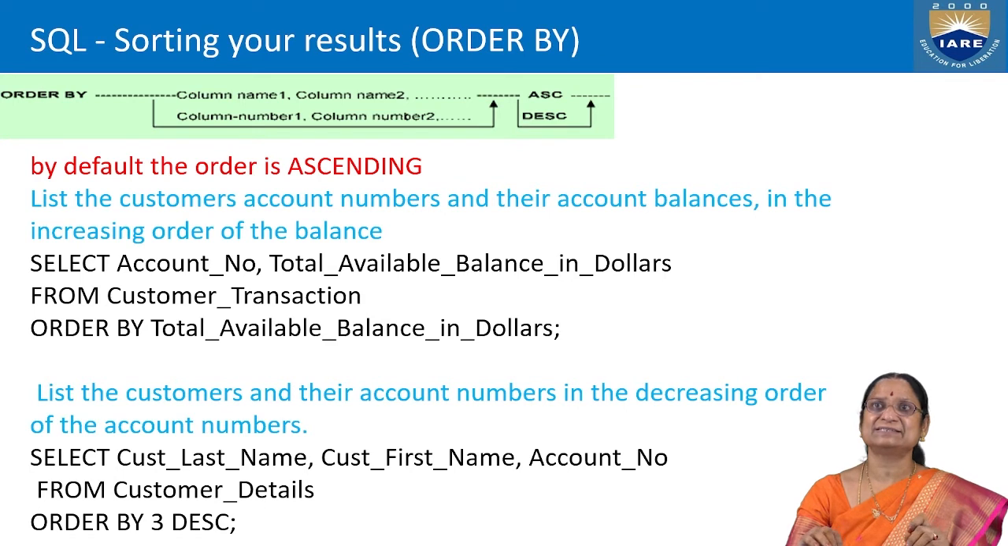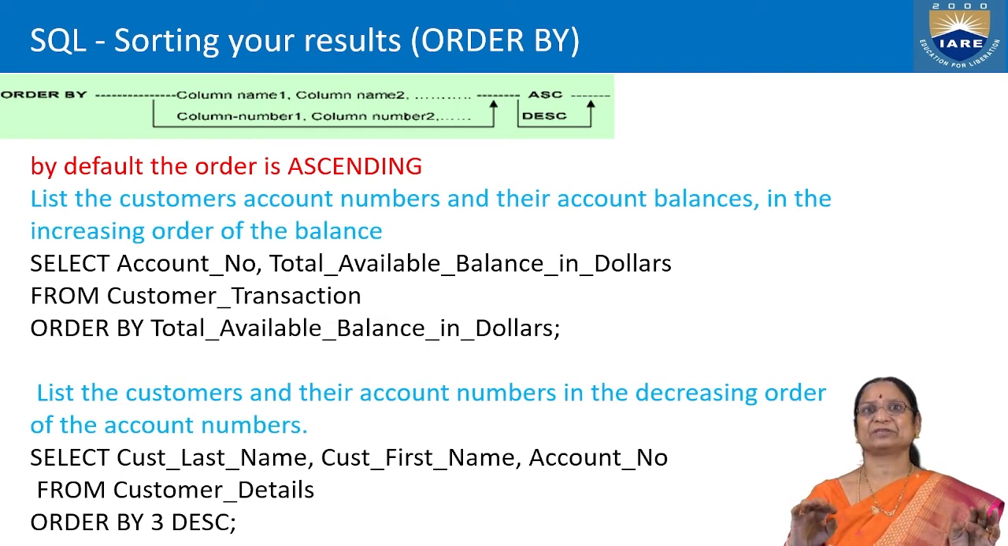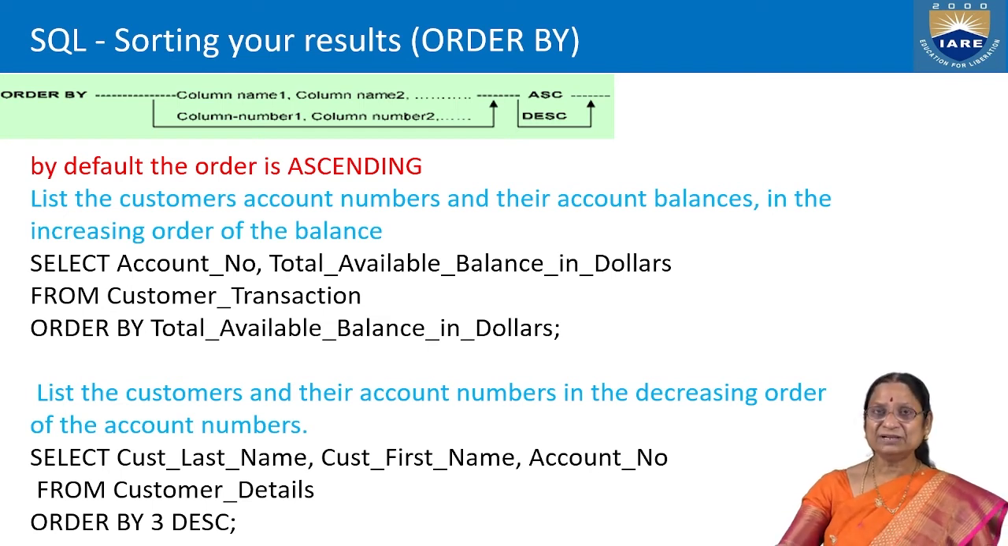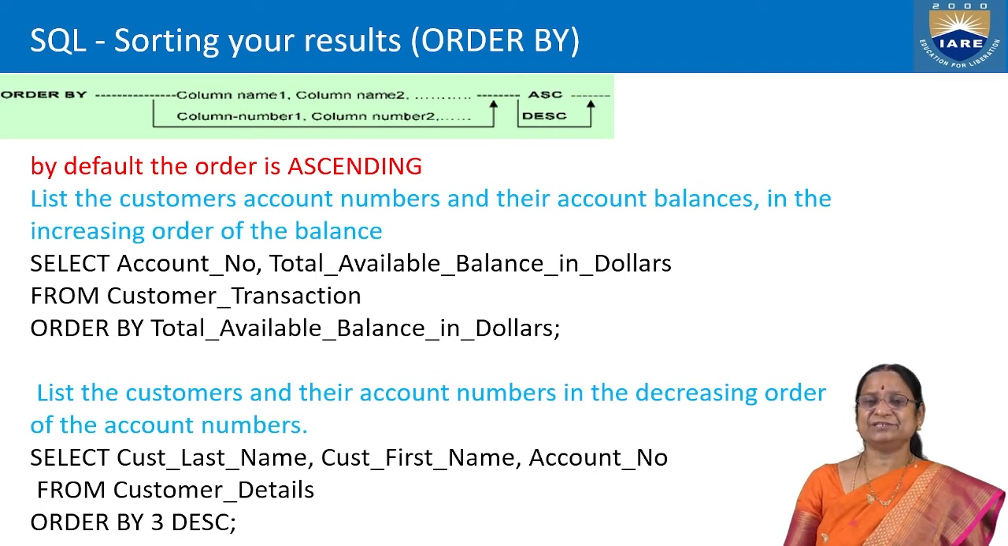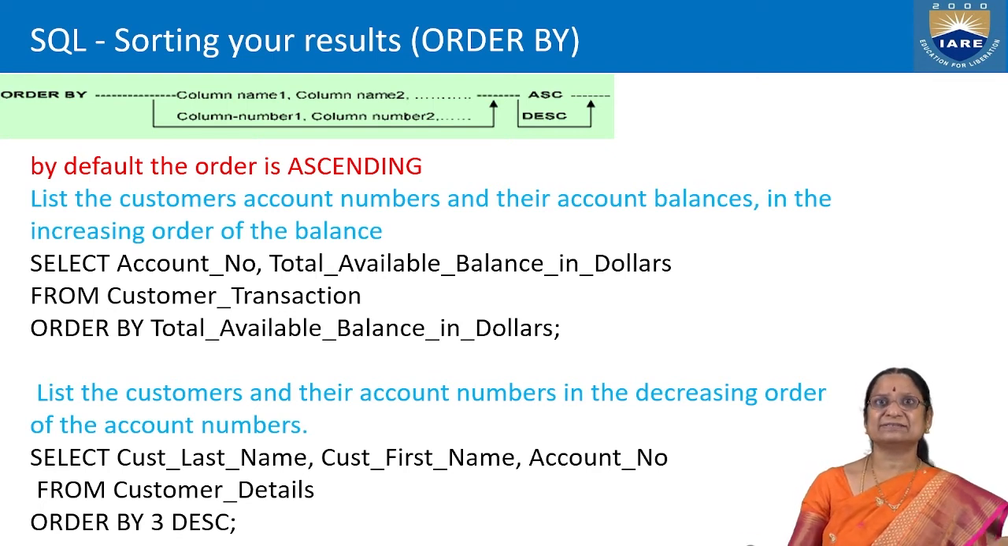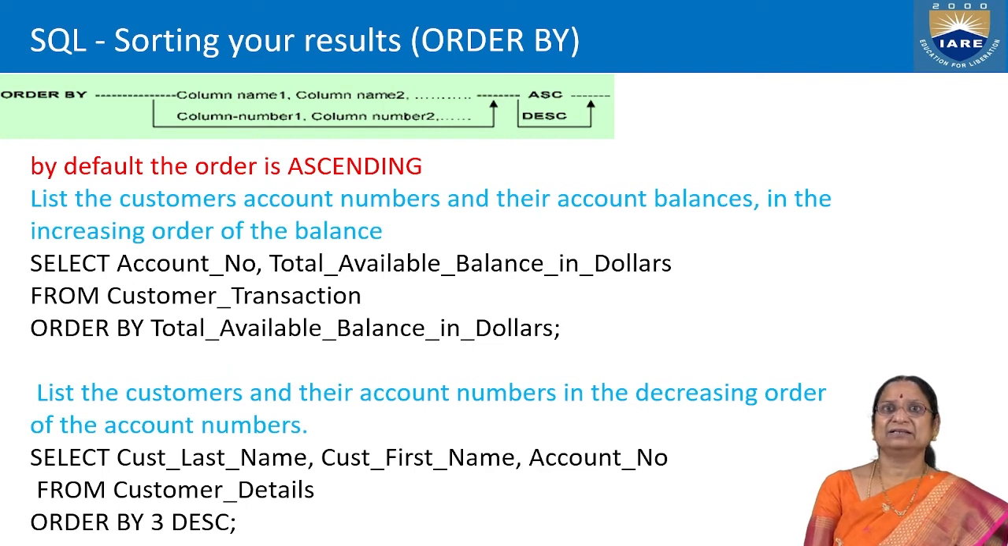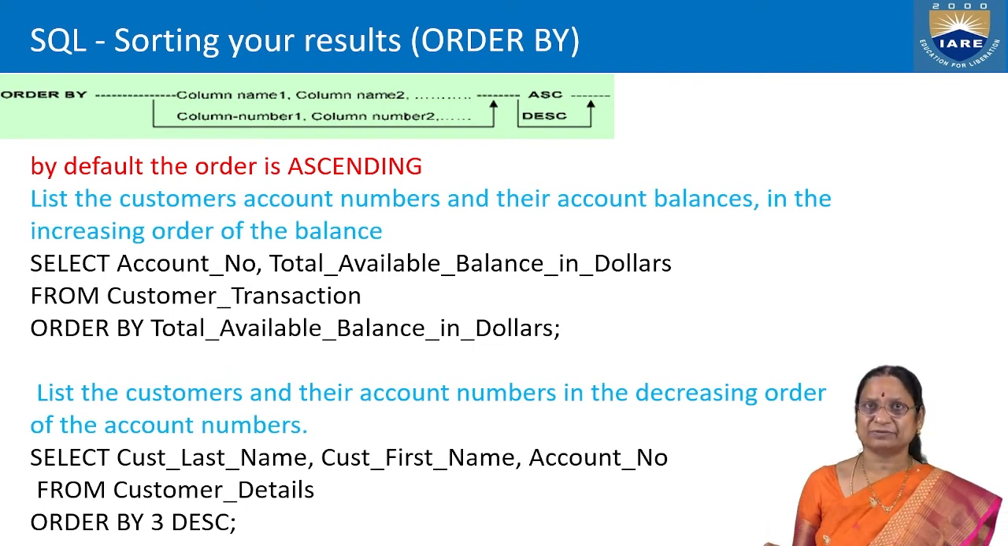So 3 clauses we discussed till now. We discussed about SELECT, we discussed about FROM, we discussed about WHERE also. Now we will discuss how the results have to be arranged in sorted order, the ORDER BY clause. SQL sorts our data by using an ORDER BY clause. So ORDER BY means here the data will be displayed, outputted either in ascending order or descending order of a particular column or a set of columns or a combination of columns.